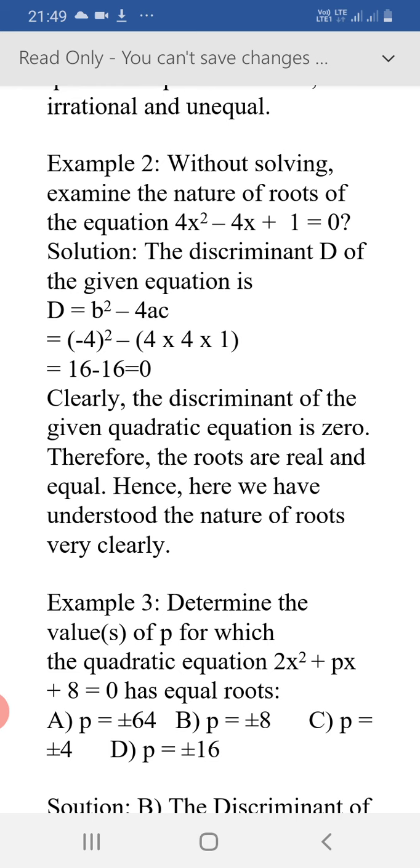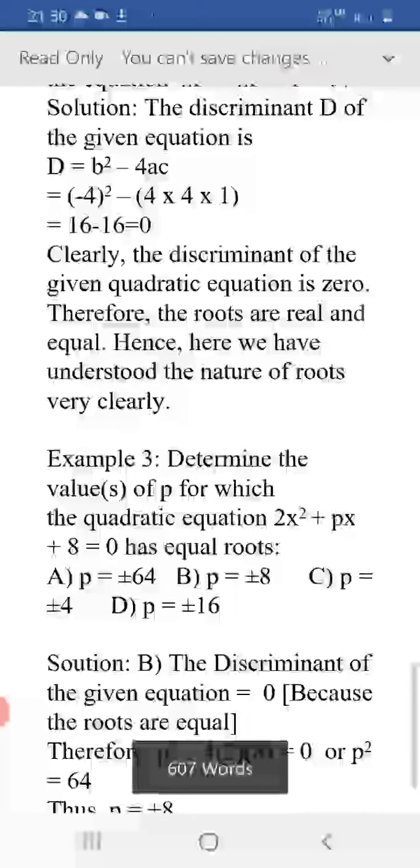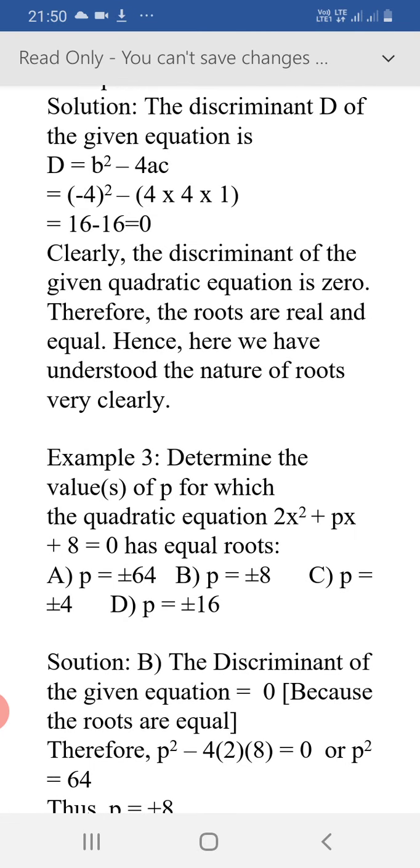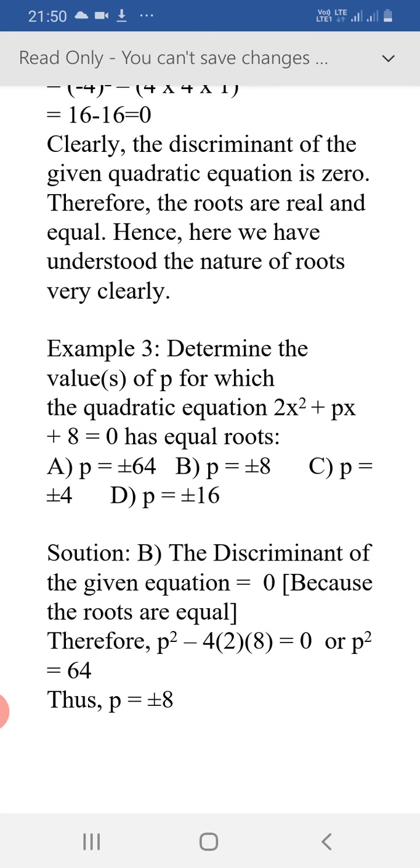Example number 3. Determine the values of p for which the quadratic equation 2x square plus px plus 8 is equal to 0 has equal roots. A option, p is equal to plus minus 64. B option is p is equal to plus minus 8. C option is p is equal to plus minus 4, and D option is p is equal to plus minus 16. Solution. The answer is B.